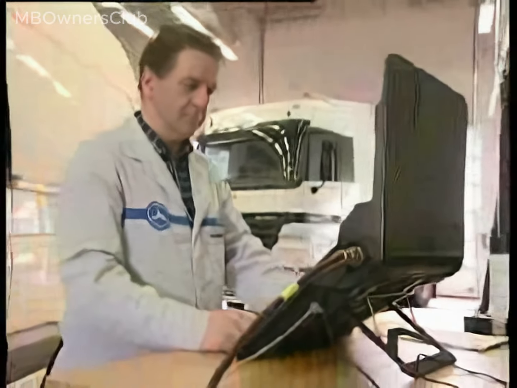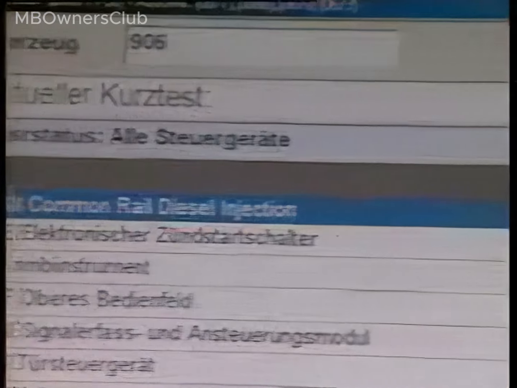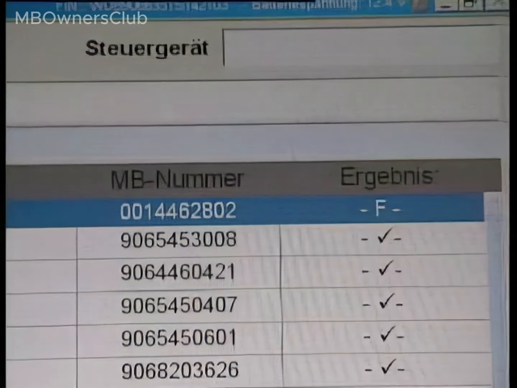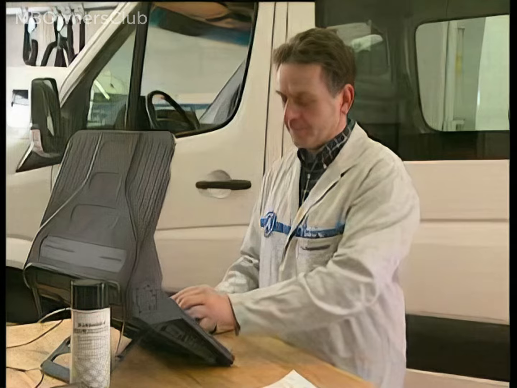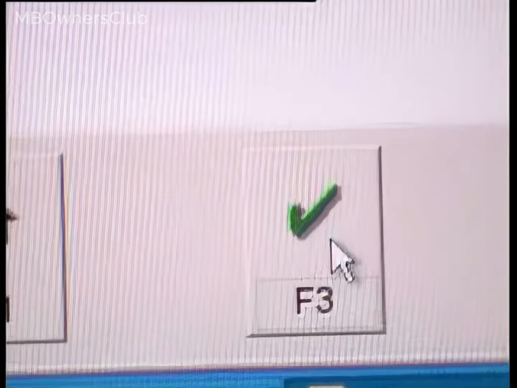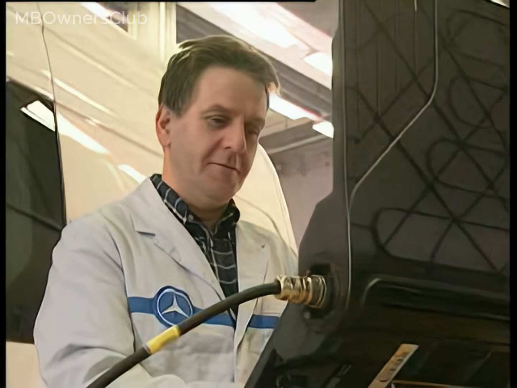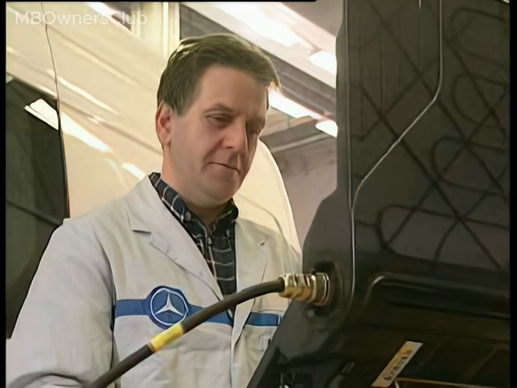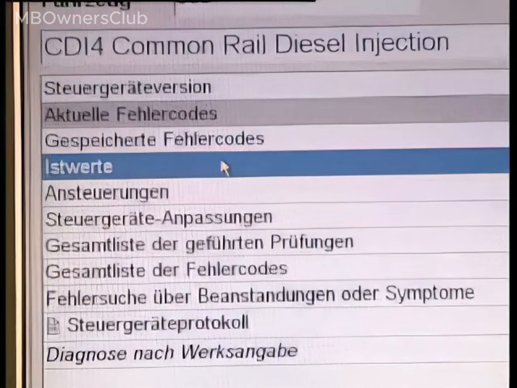Remedy: the fault memory is accessed with the aid of star diagnosis. The capital F denotes a current fault. If we now retrieve the current fault codes from the menu, the fault 2623001 Charge Air System Offset Drift at Idle is displayed.